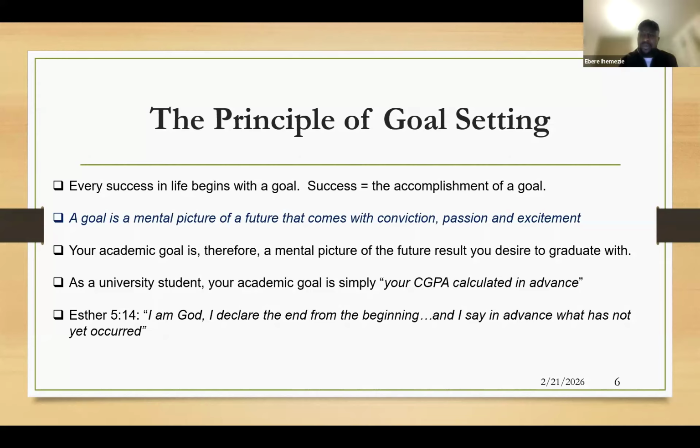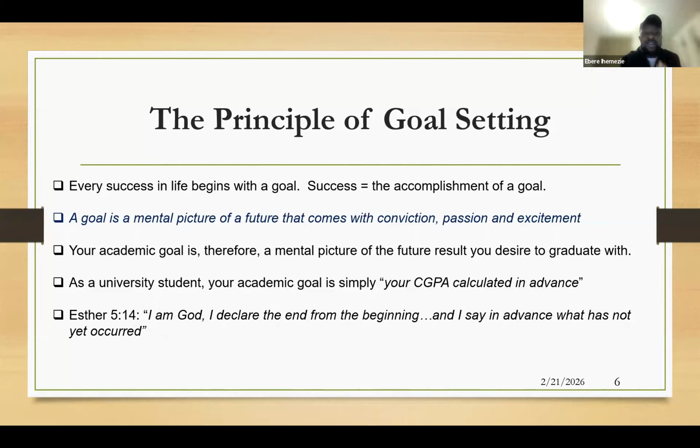Because the truth of the matter is, it's generally said that things in life are created twice: first in the mind and then physically. So the mental creation precedes the physical manifestation. If you don't have it in your mind, if you don't picture that future or the kind of results you want to graduate with, it becomes very difficult for you to achieve your desired result. It's just like saying, if you don't know what you want, you won't get it. If you don't know where you're going, you won't know how to get there.